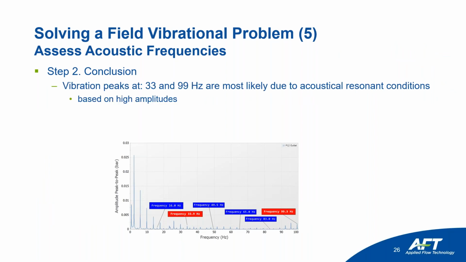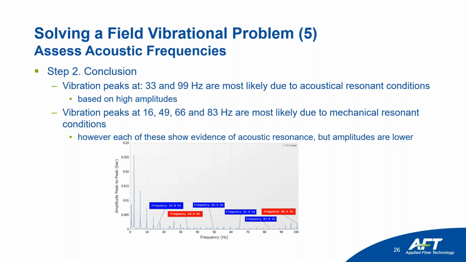Conclusion. Vibration peaks at 33 hertz and 99 hertz are most likely due to acoustical resonant conditions based on the high amplitudes. Vibration peaks at 16, 49, 66, and 83 hertz are most likely due to mechanical resonant conditions. However, each of these shows evidence of acoustical resonance, but the amplitudes are lower.